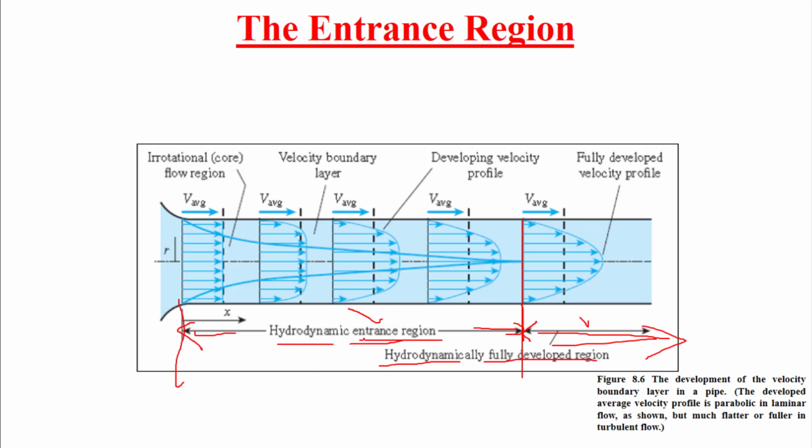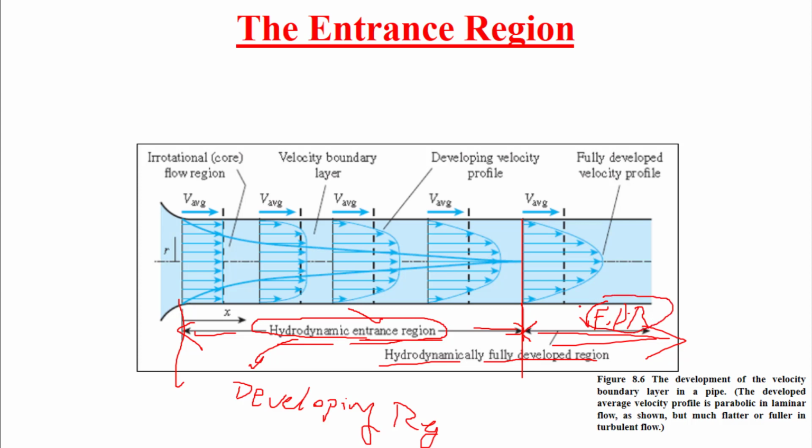Or instead of dynamic entrance region, we call it the developing region, where the profile keeps developing. Okay. Here, this region is the fully developed region. I can write it in this abbreviation. Fully developed region. So it becomes fully developed. It will not develop any further.